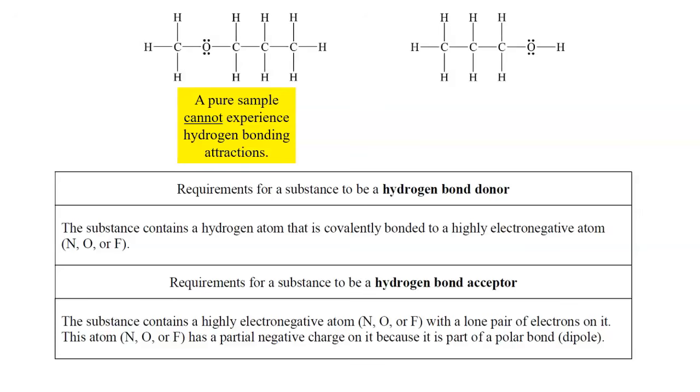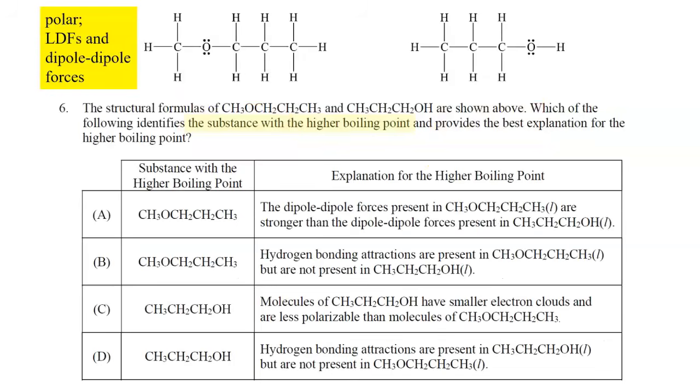The molecule on the right does have a hydrogen atom directly bonded to oxygen, so the molecule on the right can experience hydrogen bonding attractions. So in between molecules of that substance on the right, there would be hydrogen bonding attractions. And as I consider these two molecules side by side, what I notice is there is not a significant difference in the relative size of the electron clouds for these two substances.